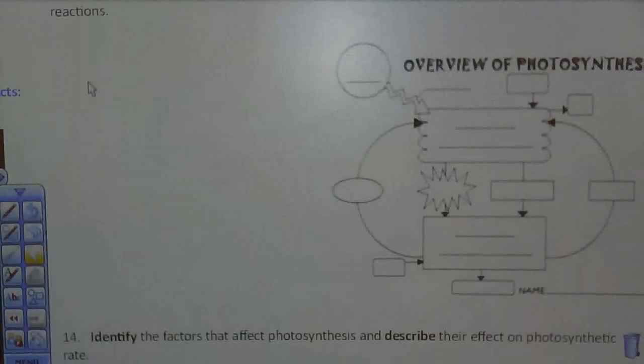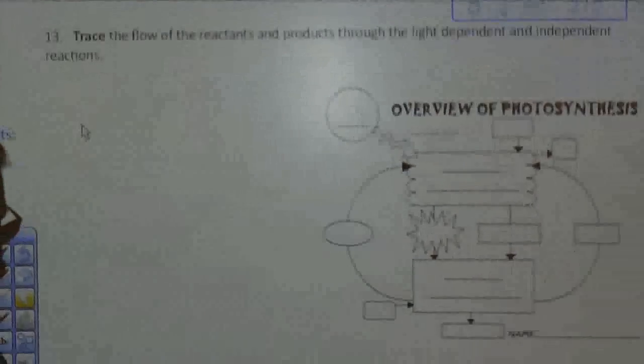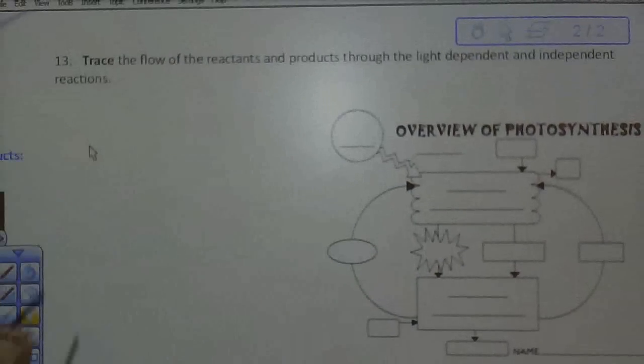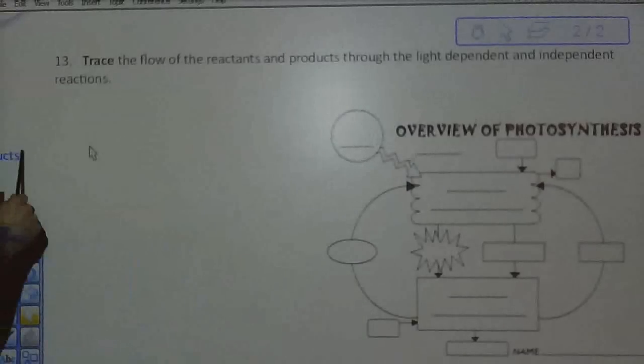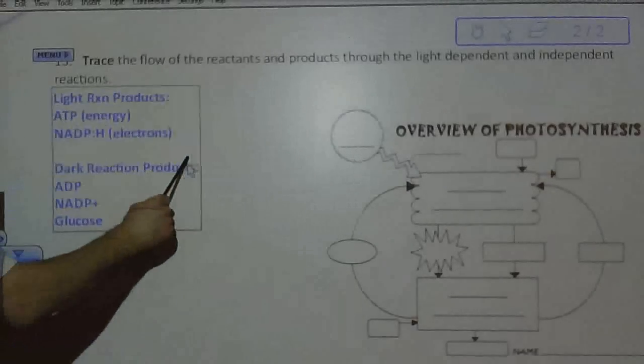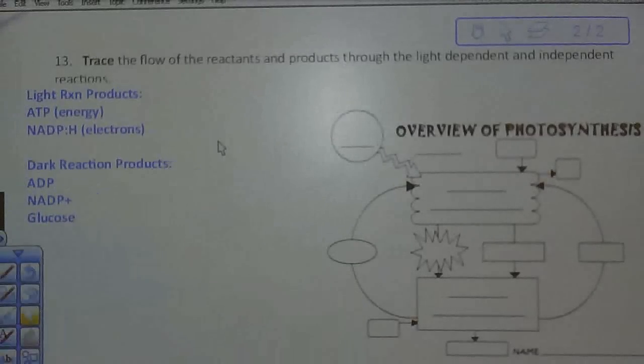Reactants and products of light-dependent, or light reactions, and dark reactions, light-independent. Sorry for the headache. So here are our reactants and products, which you've already seen before. Go ahead and pause the video and write those down.